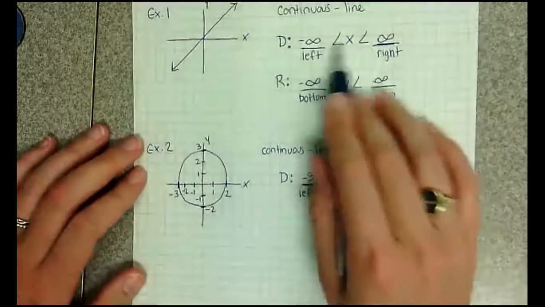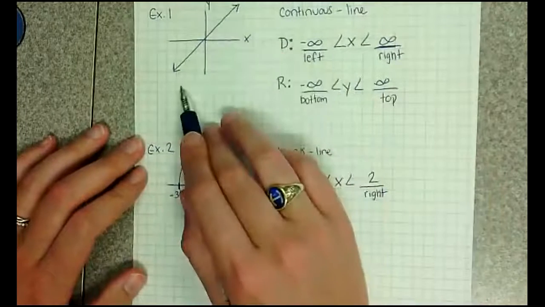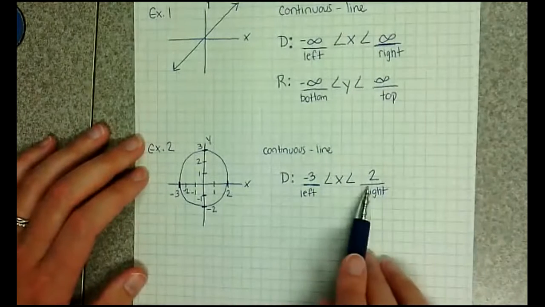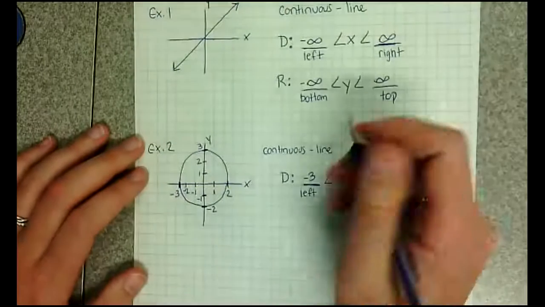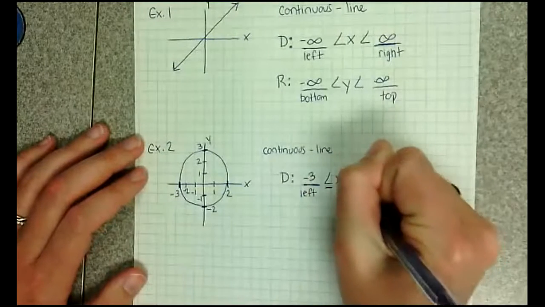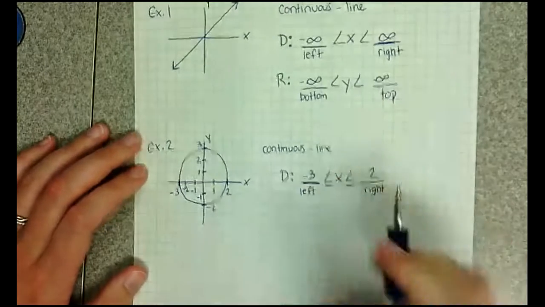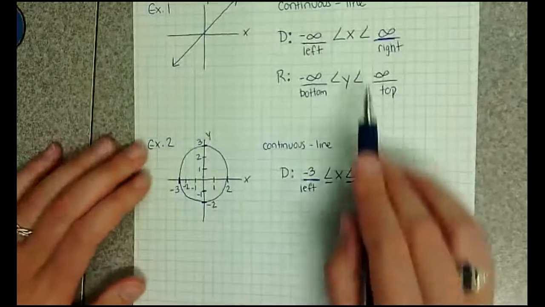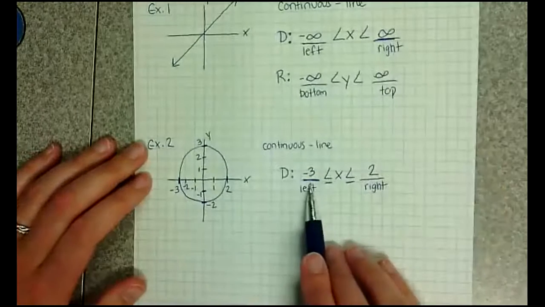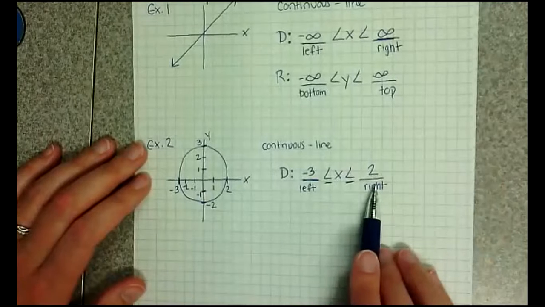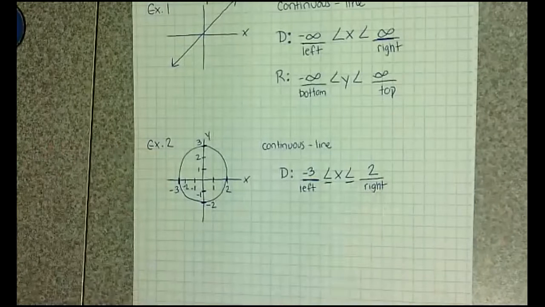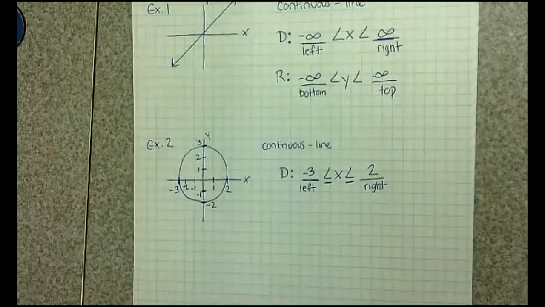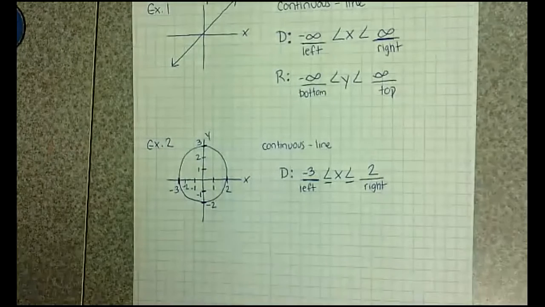Okay, so sometimes we're using infinity if there's arrows involved. Here, there are no arrows, so we get to use actual numbers. When we use actual numbers, we're going to turn these into less than or equal to. We can't equal infinity, but we can equal -3. We can equal 2. So that's what that difference is.